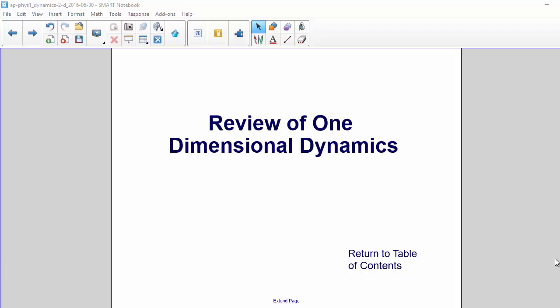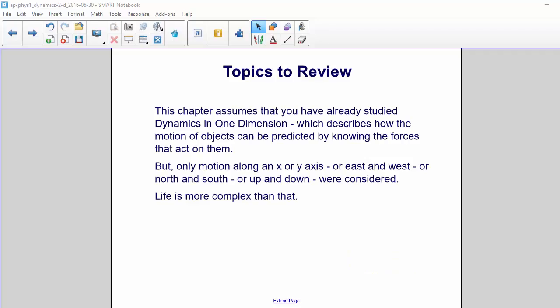Review of one-dimensional dynamics. This chapter assumes that you have already studied dynamics in one dimension, which describes how the motion of objects can be predicted by knowing the forces that act on them, but only moving along the x or y axis, or east and west, or north and south, or up and down were considered. Life is more complex than that.